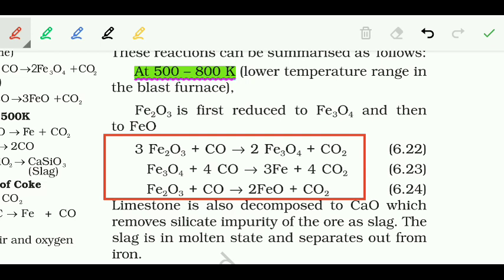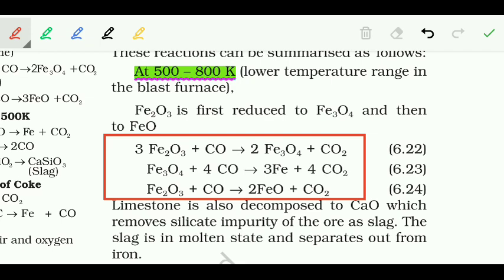Again Fe3O4 is converted into Fe, but focus on the last reaction. Fe2O3 also can be directly converted into Fe. So here much more reaction takes place. We are not mainly concerned with that. The point here to remember is that each and every reagent is alternatively converted into a ferrous oxide. Ultimately we get what? FeO, that is a ferrous oxide.